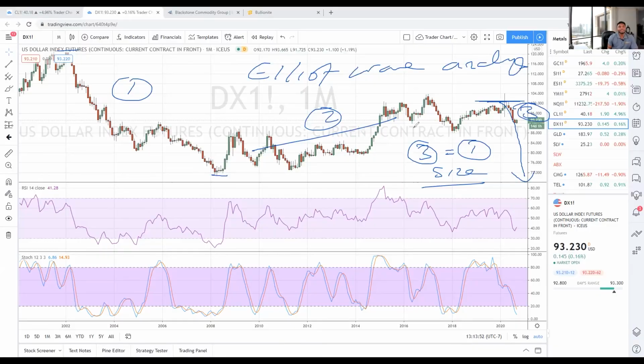Okay? So this is something that I wanted to share. I know it was a quick, short video, but this is a very important thing when you look at assets that are correlated, or in this particular case, inversely correlated.